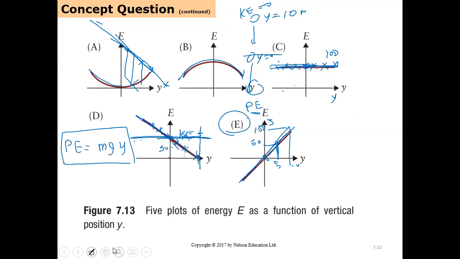So as the potential energy decreases as the object goes down, kinetic energy will increase, keeping the total energy constant, giving the graph C for total energy. So the potential energy is E, kinetic energy is D, and the total energy is C.